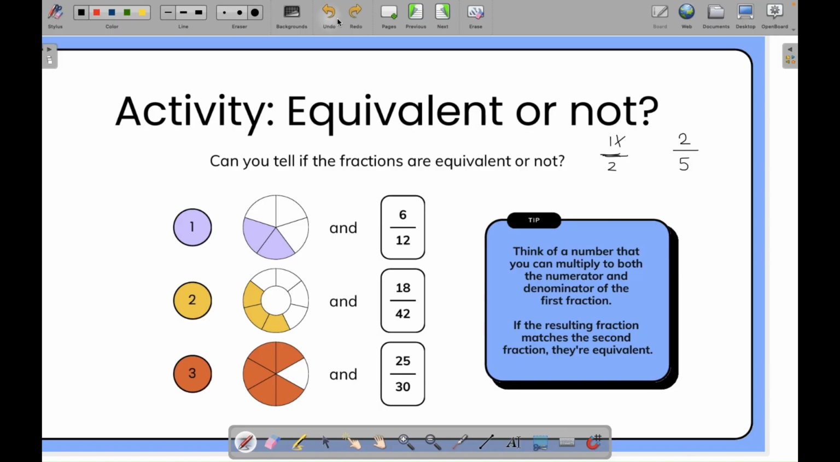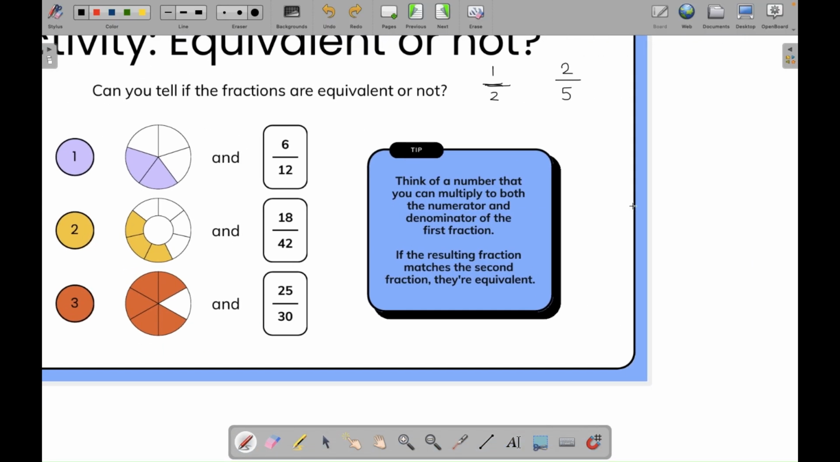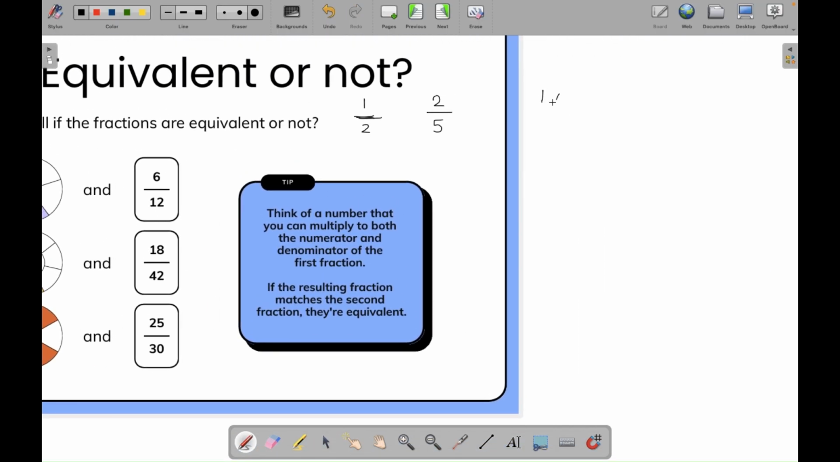Let me write this here so that the question remains apart from the answer. So 1 multiplied by 2 and then 2 multiplied by 2. 1 multiplied by 2 is 2 and 2 multiplied by 2 is 4. So I'm getting 2 upon 4. But the question asked about 2 upon 5. If it was equivalent, if I multiply the numerator by 2 and the denominator by 2, I should have ended up with 2 upon 5. Since I did not end up with the same number, that means they are not equivalent.